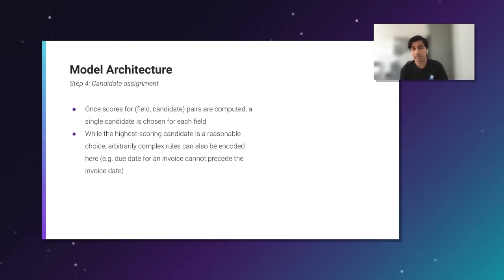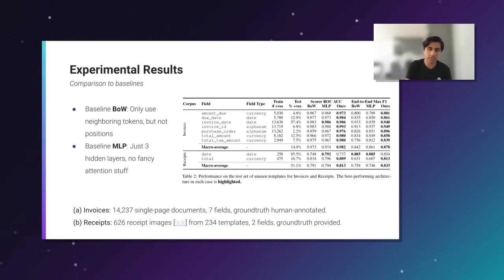For example, if you're extracting the due date for an invoice and the invoice date, there are certain hard constraints. For example, the due date for an invoice cannot precede the invoice date, and so that might be used to break ties or to better adjudicate what candidates to finally select in the overall outcome. So that kind of concludes the overall representation of the model architecture.